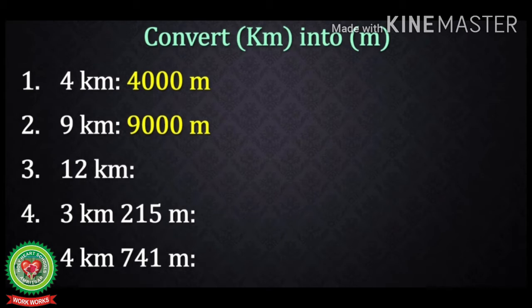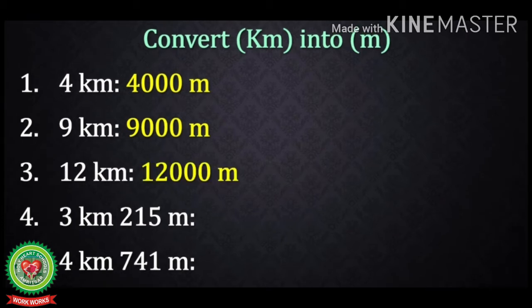Now our next sum is 12 kilometers. Now children, I hope you have already understood the concept. So again we will add 3 zeros with 12. So the answer will be 12,000 meters. Children, you have to keep in mind the units.